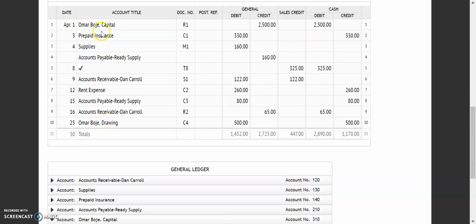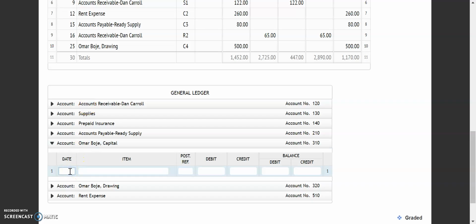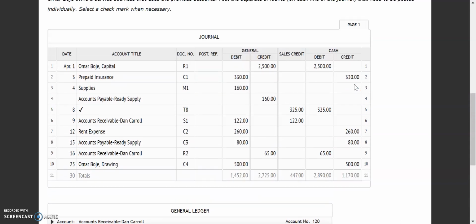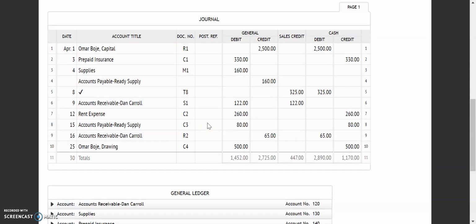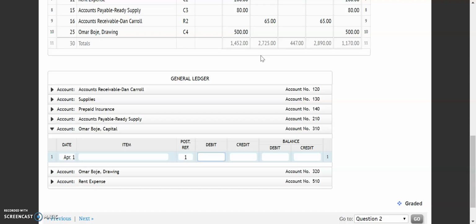The first thing that we're going to do is put our date, which is April 1st. Since it is the first line of the ledger, we do need to put our month and our day. The item is actually left blank. There's nothing we need to put in there. Remember that our post reference is actually our journal page number, which is 1. So we put 1 in here. And then the amount for Omar Boji is a credit of $2,500. So we put $2,500 in our credit, and since that's our first line, our balance in the account is also $2,500.